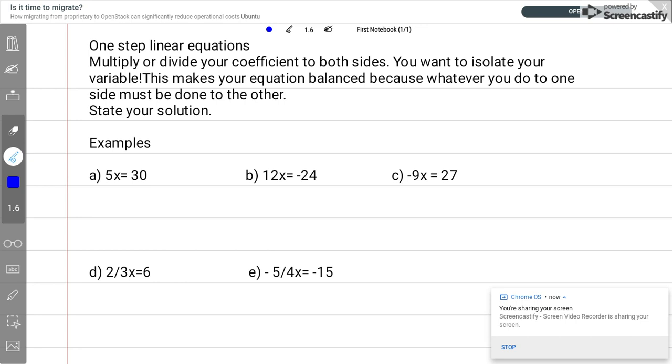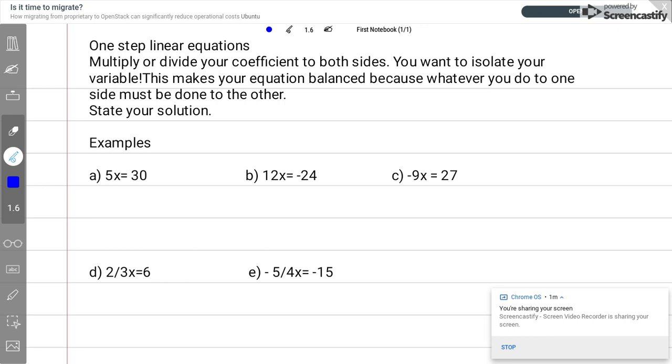So this first problem is 5x equals 30. There's no visible operation going on here, but there is one happening. Between that 5 and the x, I can't really see anything, but there's actually multiplication going on there. So in order to undo multiplication, you have to use division. So you're going to divide each side by your coefficient to get that variable alone.